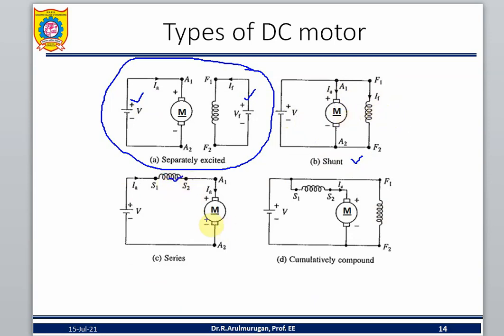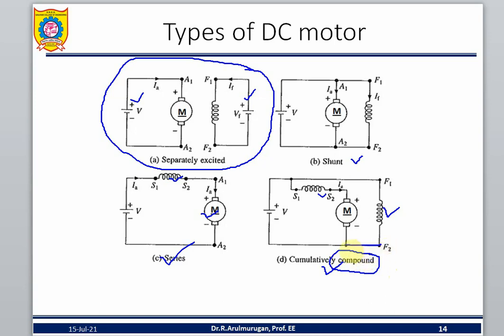Then the shunt motor: the field winding and armature winding are connected in parallel. In the series motor, the field winding and armature winding are connected in series. Then a compound motor means both series winding and parallel winding, which is called shunt winding, are present. That's why this is a compound motor.